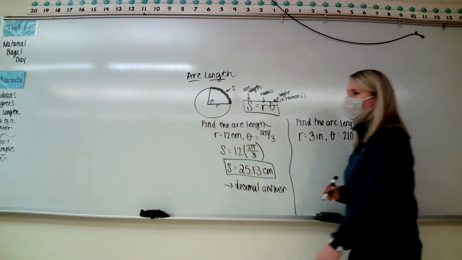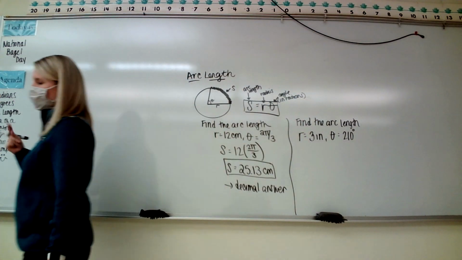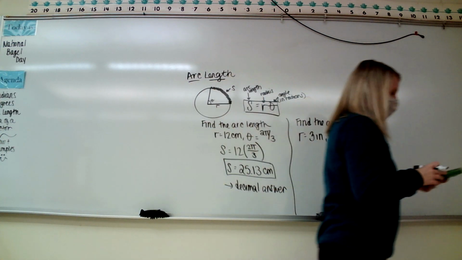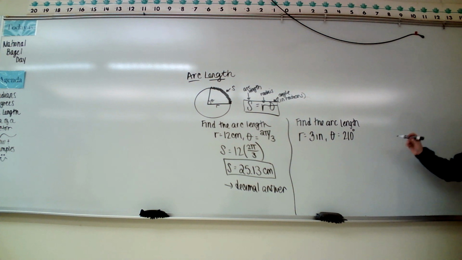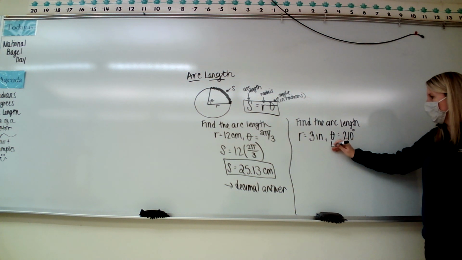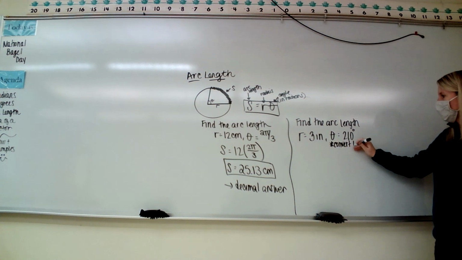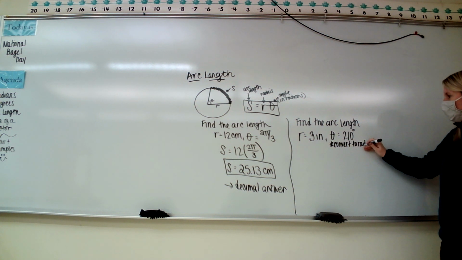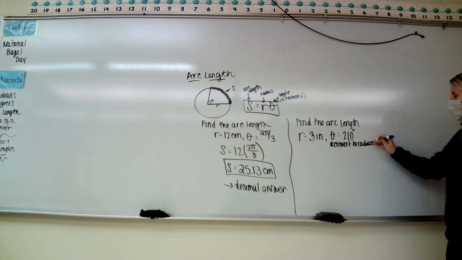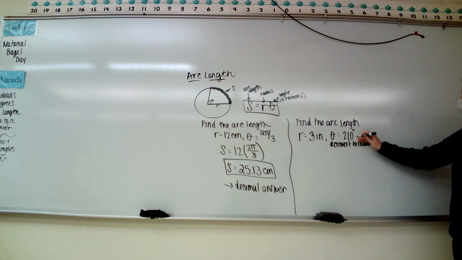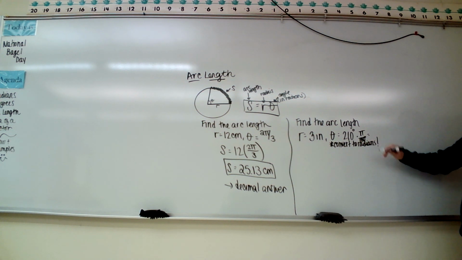That's the big thing you want to look for: if you're given a degree, the first thing you need to do is convert it to radians. Don't just start plugging in. This has to be in radians before you plug in. So I'm going to do that first. To do that, I'm going to multiply by pi over 180. You can look back at the little formulas we wrote at the beginning.